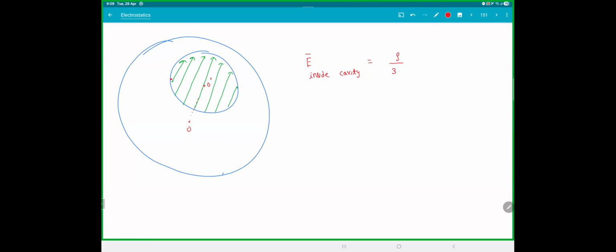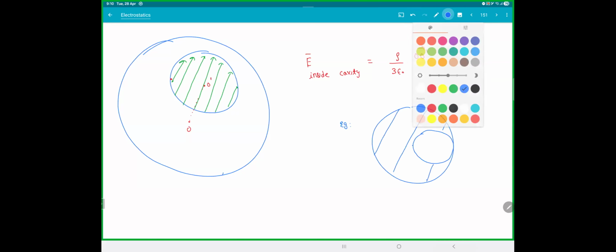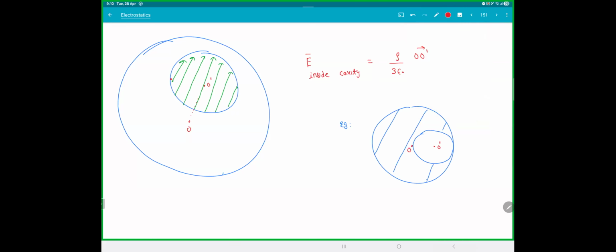So this will be rho by 3 epsilon O O dash bar. Let me give an example. So if it is like this, and this is your O and this is your O dash, and this distance was R, so this distance would be R by 2. So the field inside will be rho by 3 epsilon O O dash, which is R by 2 I cap. That is the field inside of the cavity. The field will be horizontal.